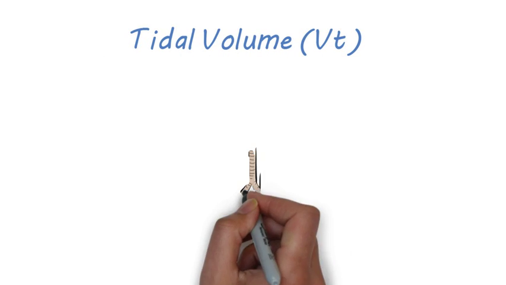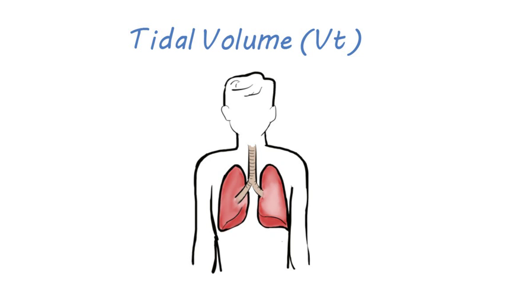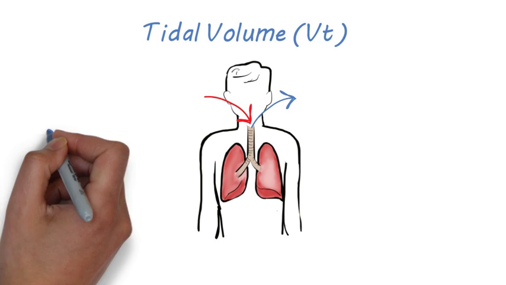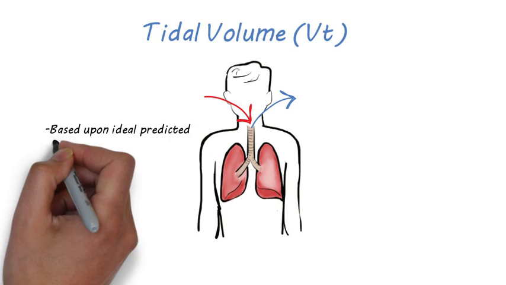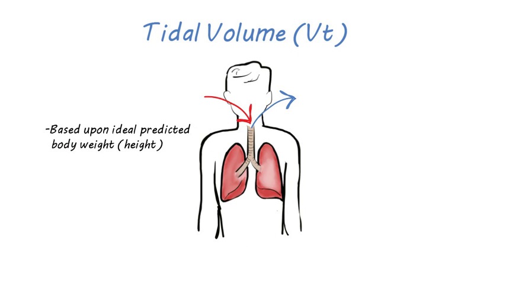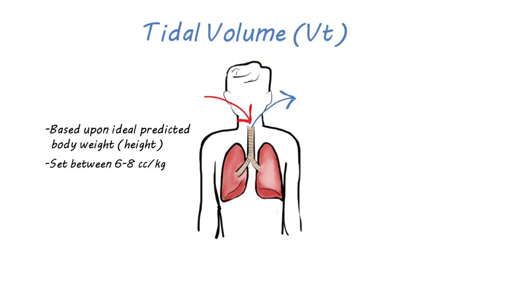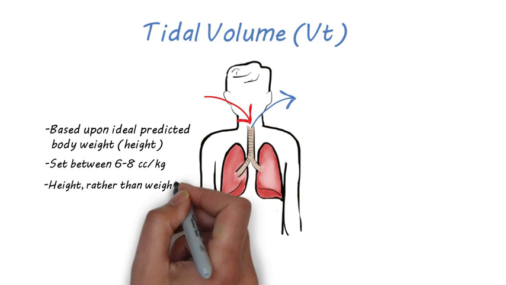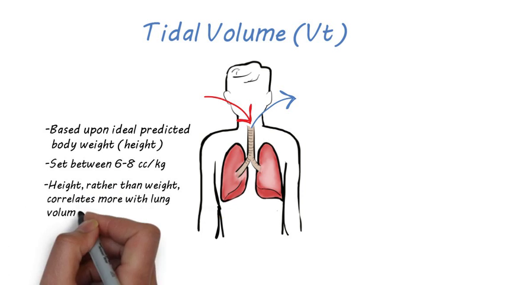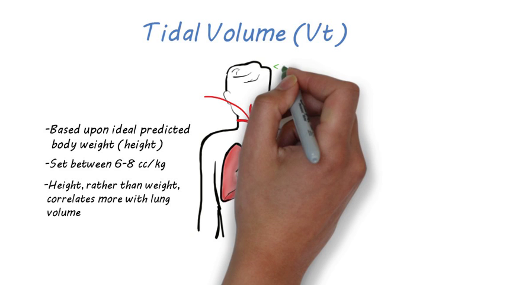Tidal volume is the volume of air in the lung that is displaced between normal inhalation and exhalation. It is based upon ideal predicted body weight, which is based on height. Tidal volume is usually set between 6 to 8 cc's per kilogram for ideal predicted body weight. We use height to predict ideal body weight because height correlates more with lung volume.